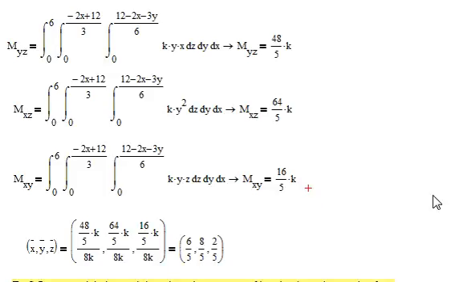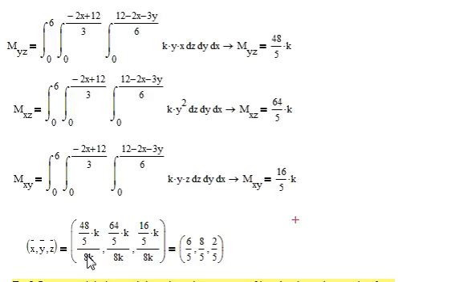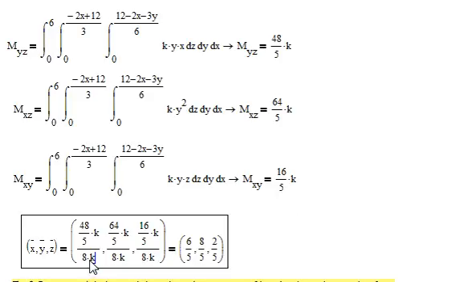So where is our centroid, or center of mass? X bar, y bar, z bar, we got 48/5 k over 8k, 64/5 k over 8k, and 16/5 k over 8k. The k's cancel. The 48 and the 8 cancel, giving us a 6, so x is 6/5. Y is 8/5. Z is 2/5.